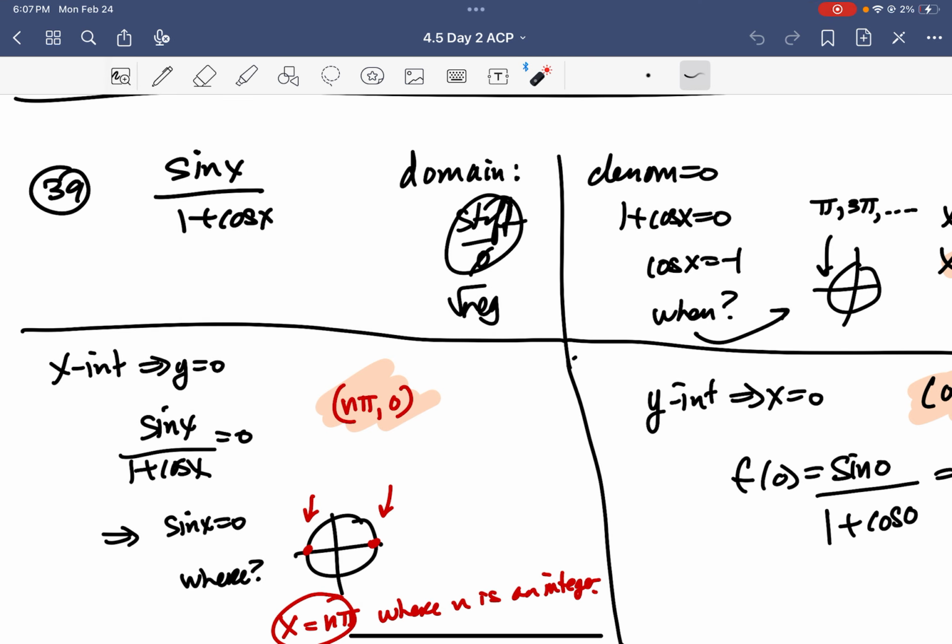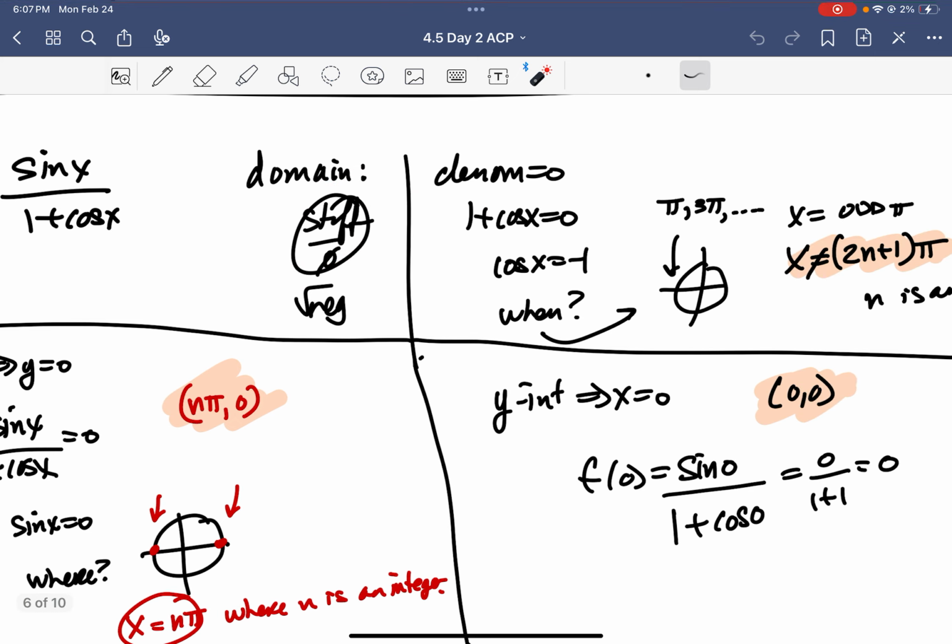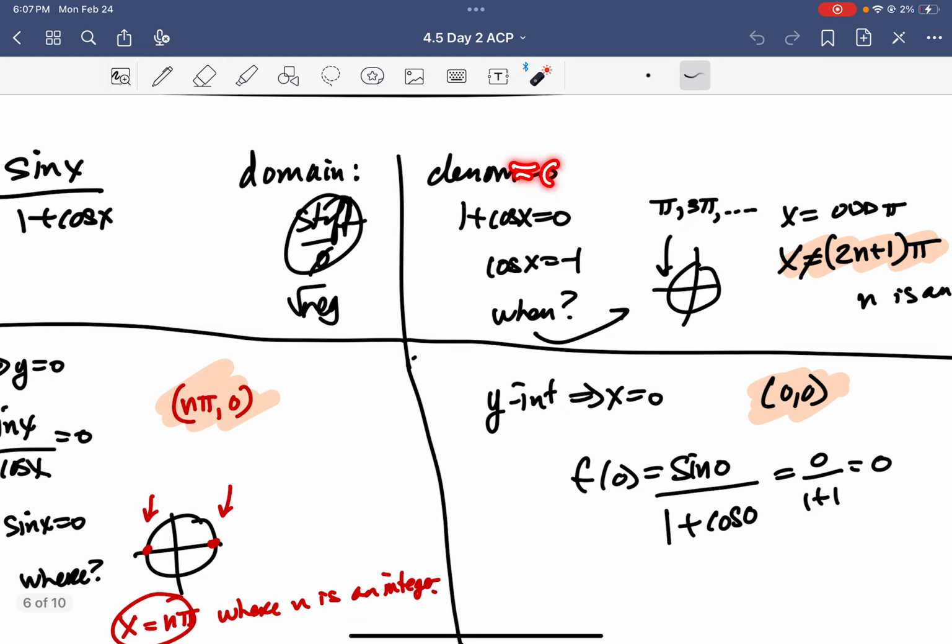All right, so 39, if I look at sine divided by 1 plus cosine, I see that stuff over 0 is going to be a problem. So I set the denominator equal to 0. And so that gives me this, which gives me cosine equal to -1. Well, when does that happen?